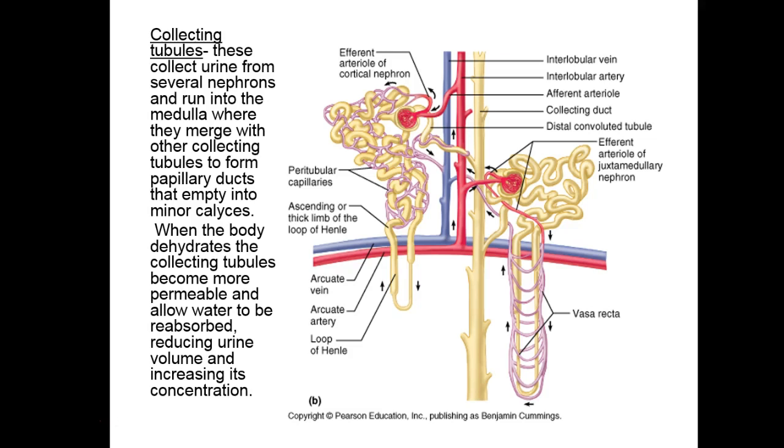The collecting tubes have the ability to shift their permeability to water. So if water is very valuable for the body, so you're dehydrated, they become less permeable to water. If you don't need the water, so you're appropriately hydrated or maybe too hydrated, they can become more permeable to water. This happens because aquaporins, which are water channels, can be inserted and taken out.